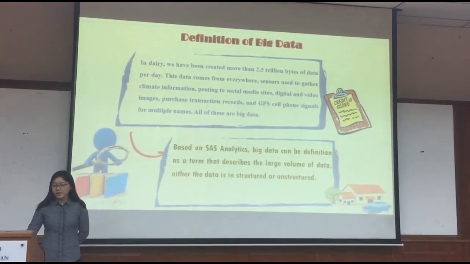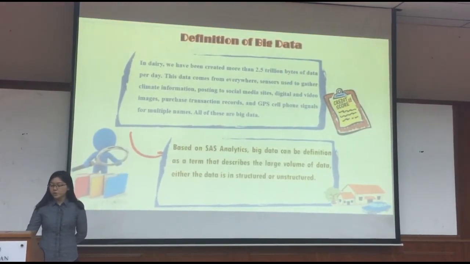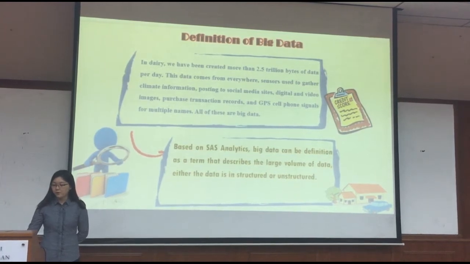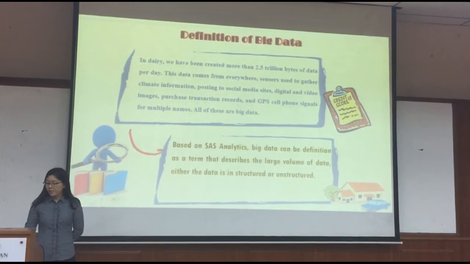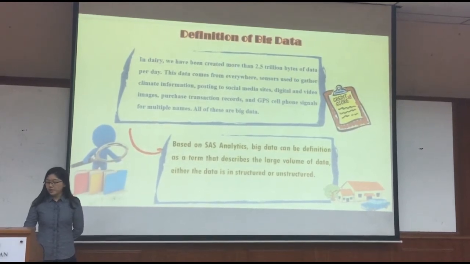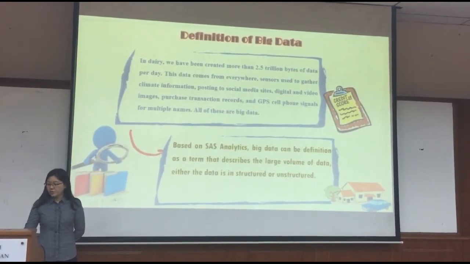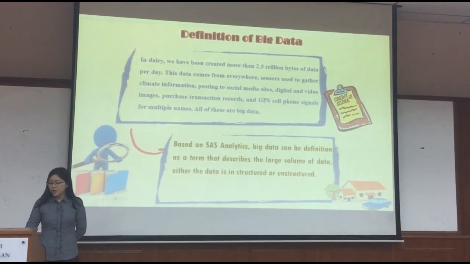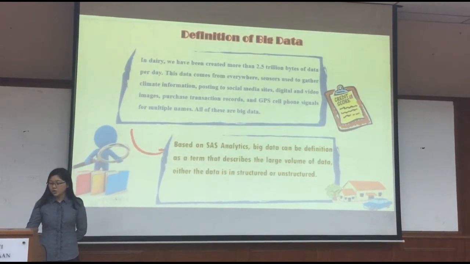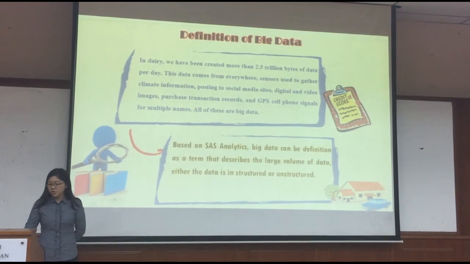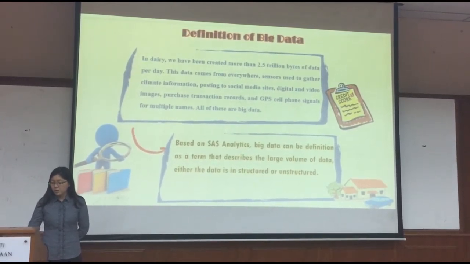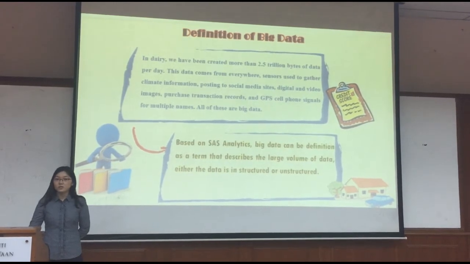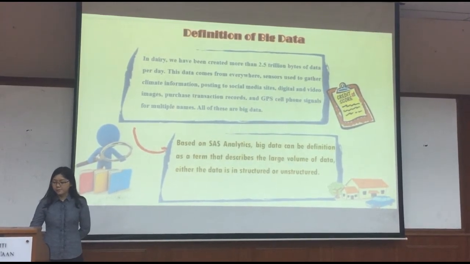Definition of big data. In the world, we create more than 2.5 trillion bytes of data per day. This data comes from everywhere: sensors used to gather climate information, posts to social media sites, digital video and images, purchase transaction records, and GPS cell phone signals. All of these are called big data.